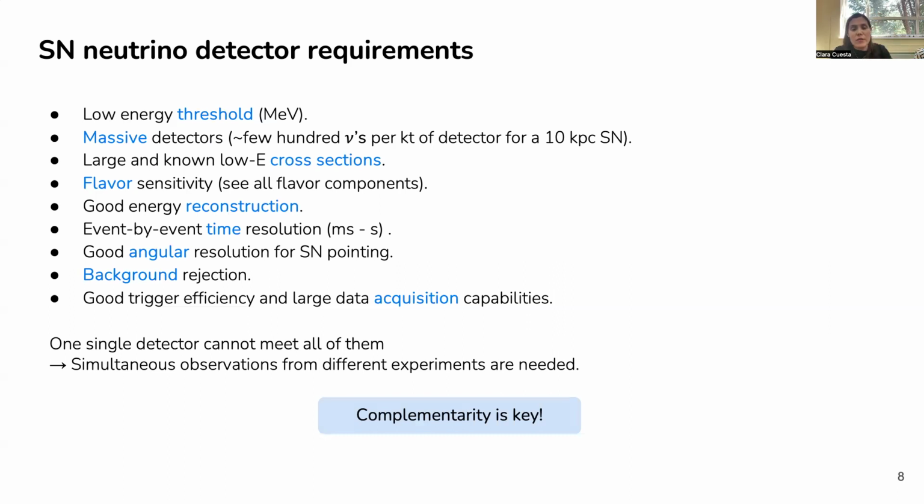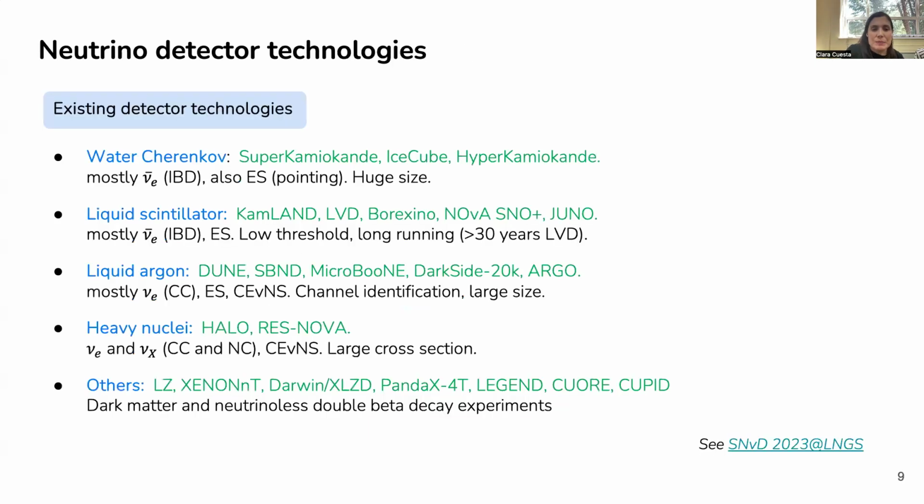We want to have low radiological backgrounds and techniques to distinguish them from the supernova neutrinos. It's important to have a DAQ ready to trigger on the data and not miss the burst, and record a lot of information in a few seconds, which can be technically complicated. And it's not possible in the end to meet all these requirements with a single detector, but simultaneous observation by the combination of different experiments will be complementary. So the complementarity among the experiments is key.